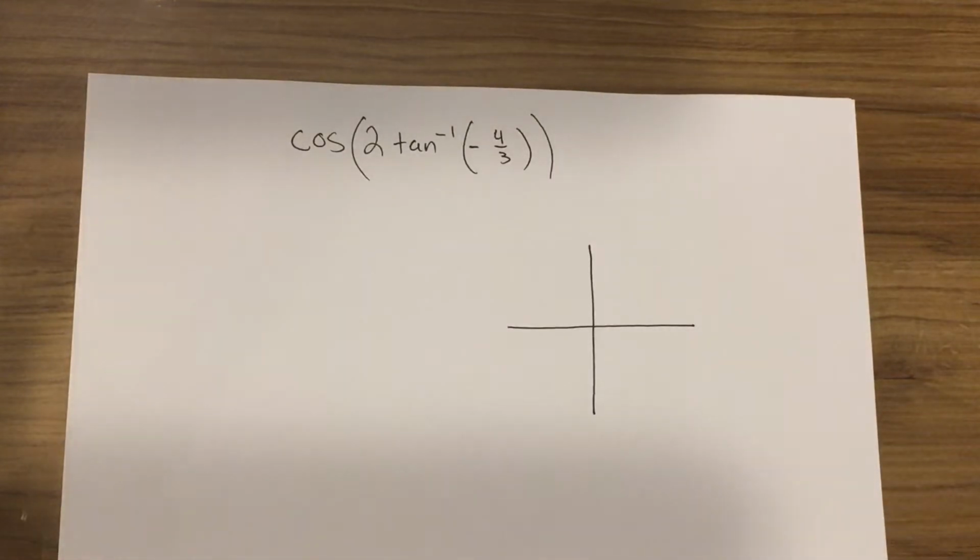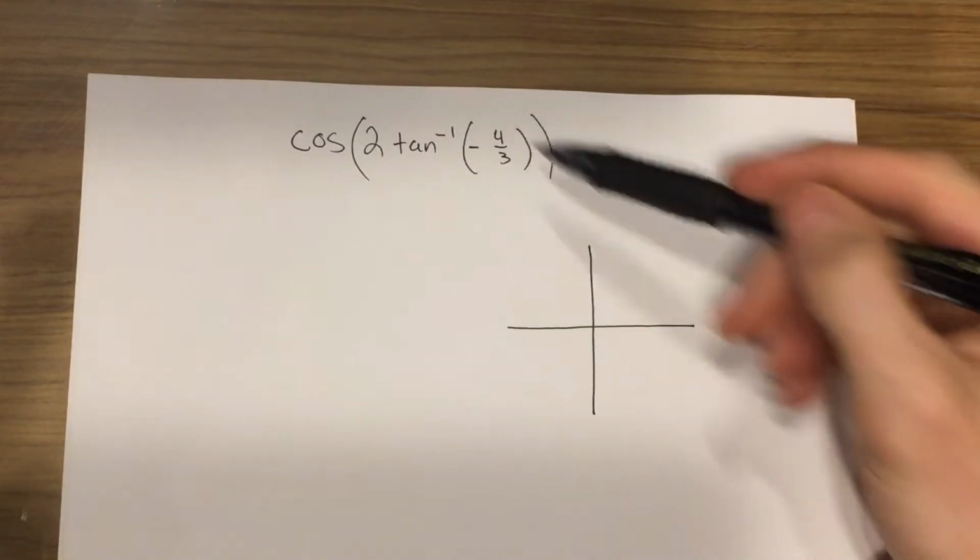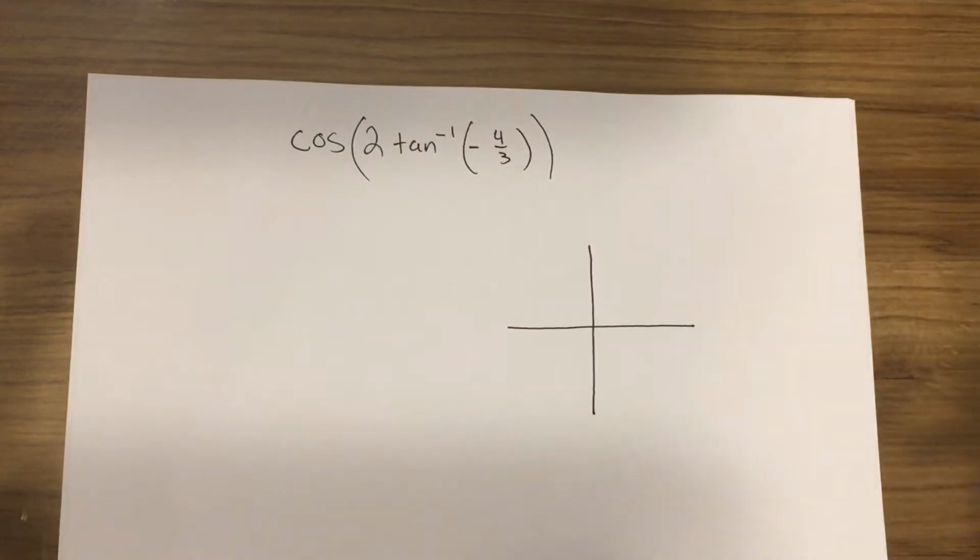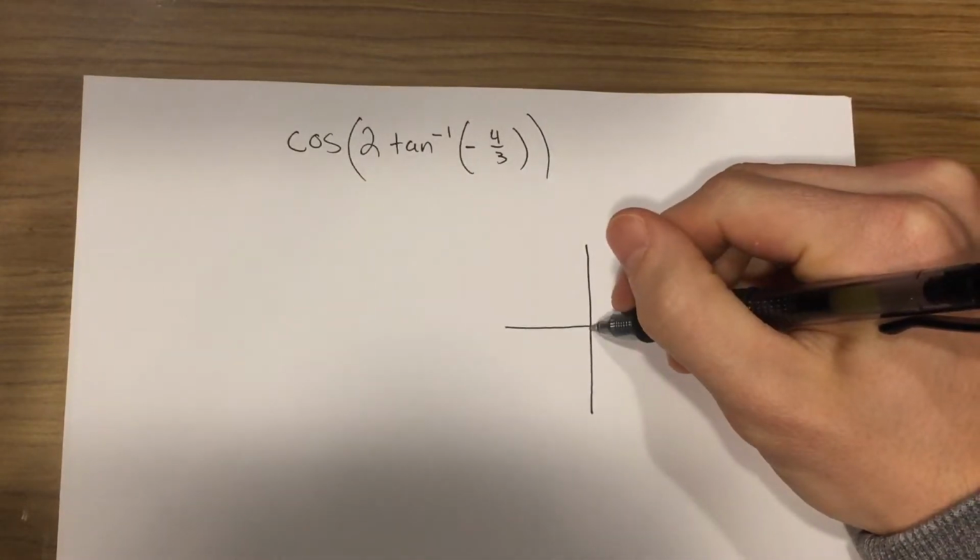Notice here the inverse tangent of -4/3. Well, inverse tangent, remember, this is just side lengths, 4 and 3. So we're going to draw this out. Now notice where I draw this triangle. We're going to be drawing it in the fourth quadrant.